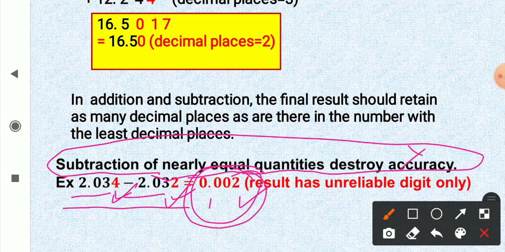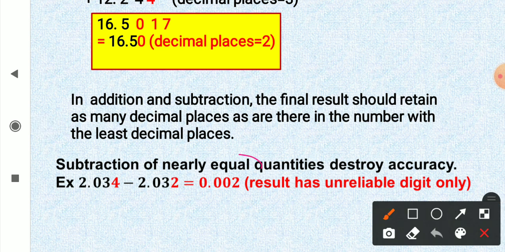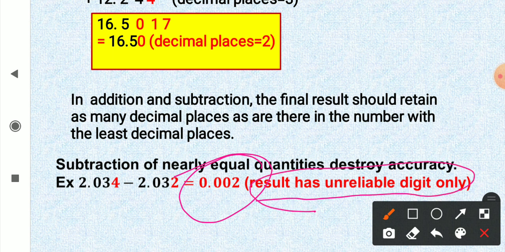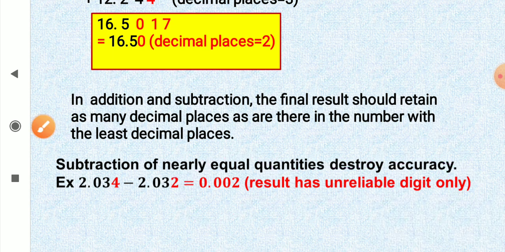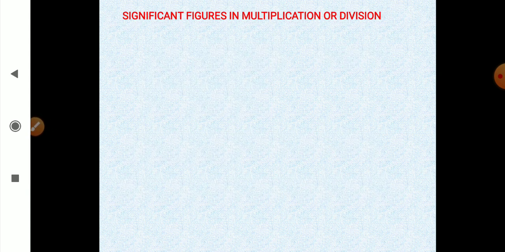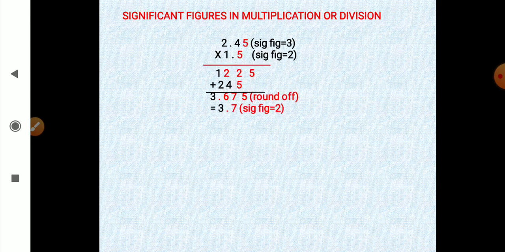the zeros between the decimal and the first non-zero digit are also not reliable. So all these digits are not reliable. Here the result has unreliable digits only. So that means the accuracy is destroyed. Very interesting outcome. And now let us look at the significant figures in multiplication and division.